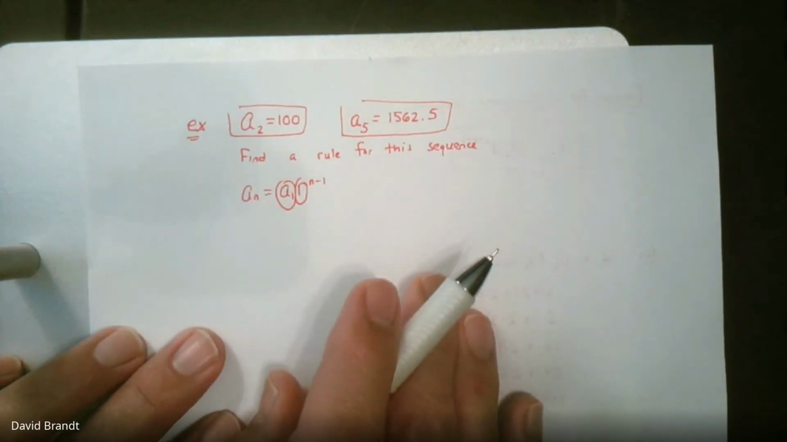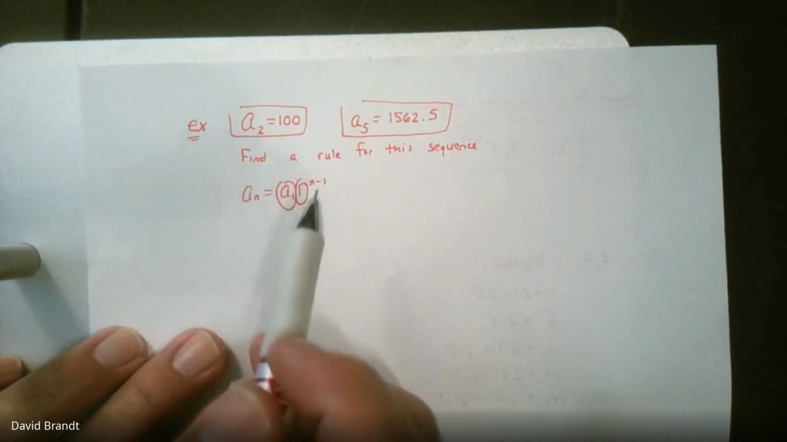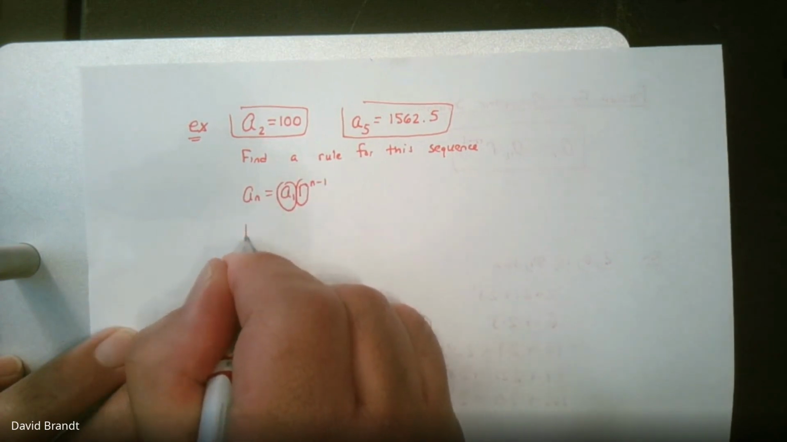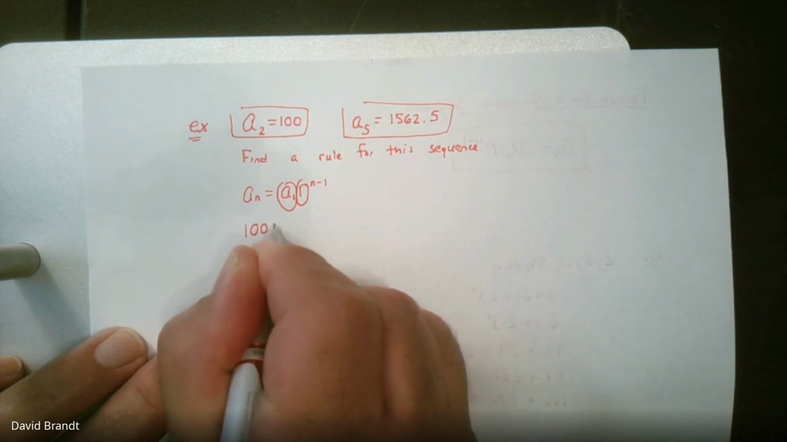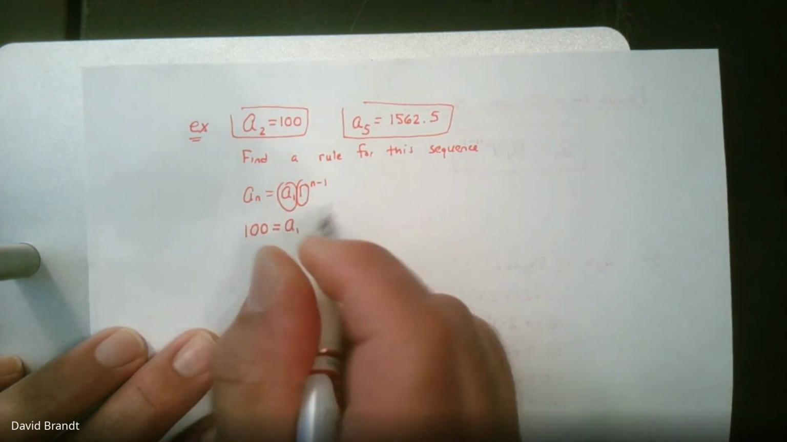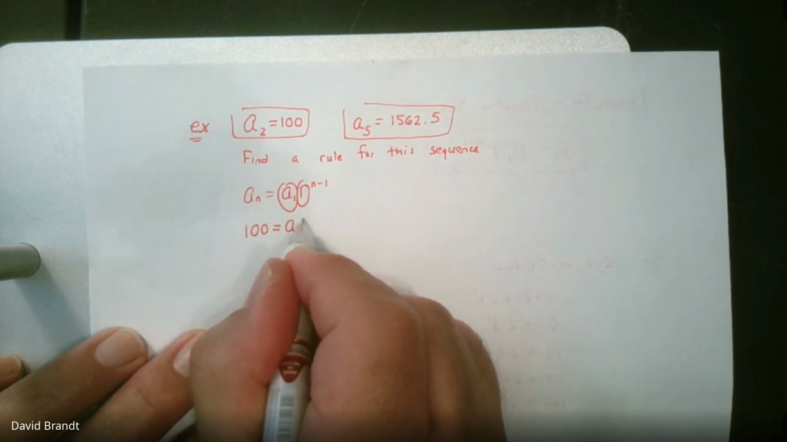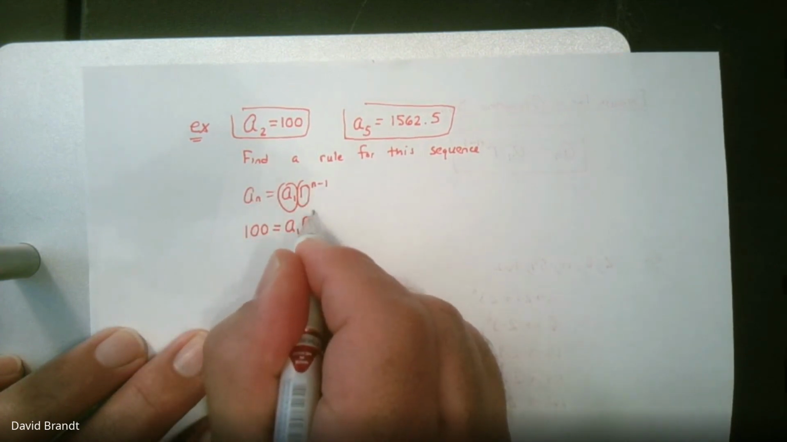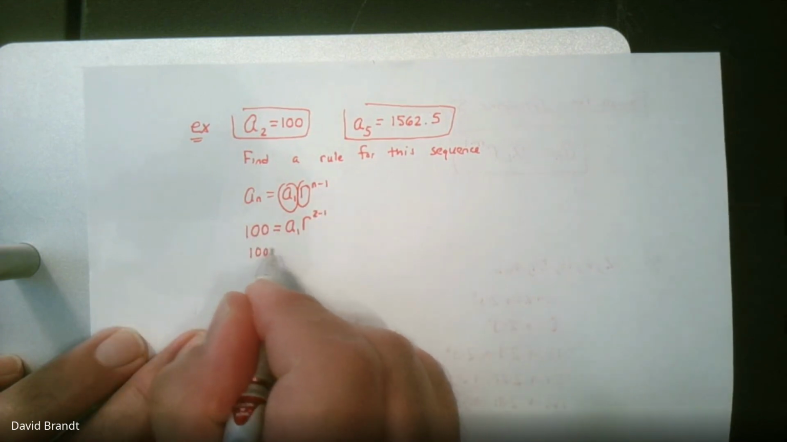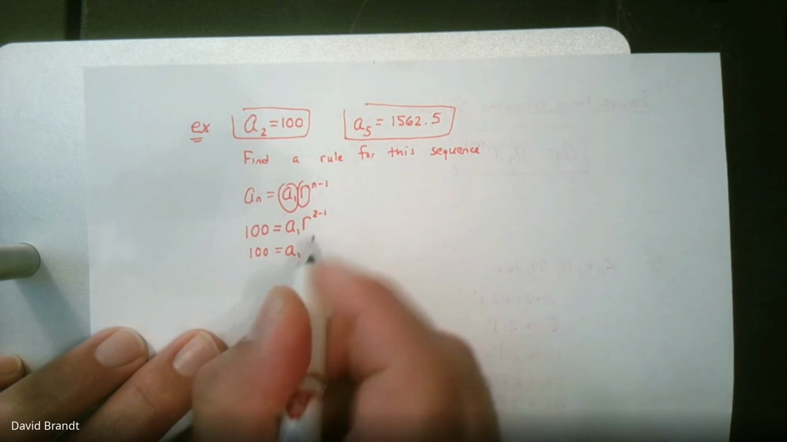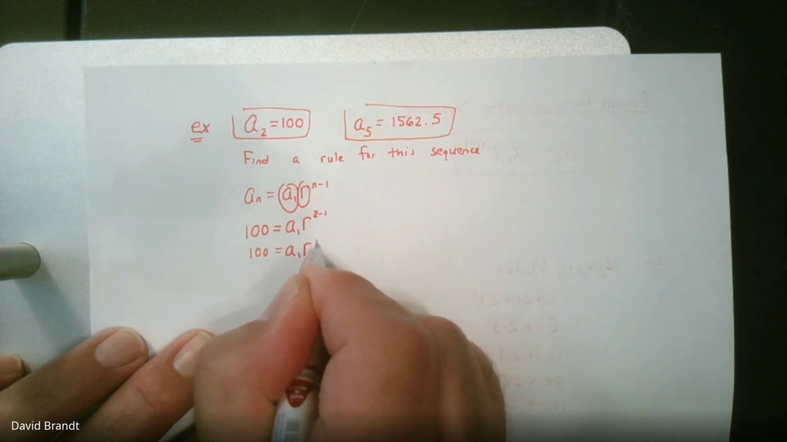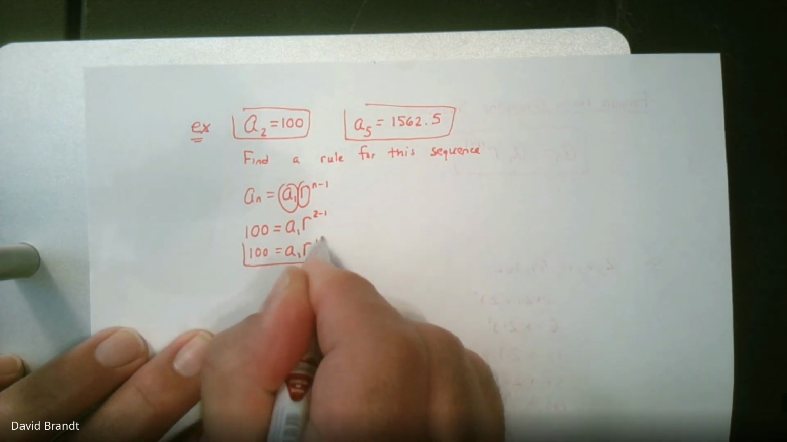Now, the first one, 100 is the second term. Okay, so I'm going to put 100 is equal to A1. Now, since this is the second term, you're going to plug in 2 where you see the N. So I've got 100 equals A1 times R to the power of 1, which is just R to the 1. I'm going to circle that.